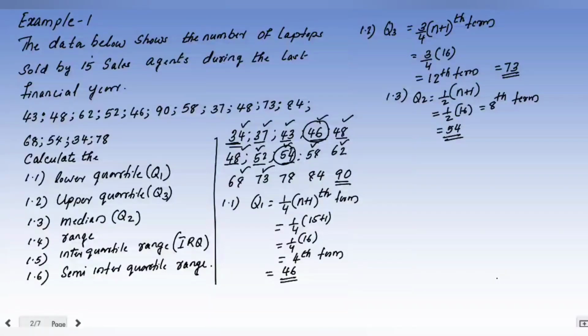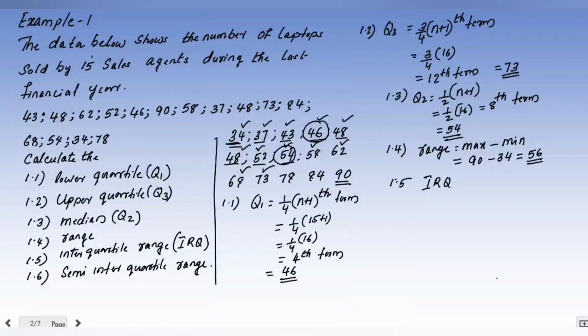Now 1.4 range, 1.5 interquartile range, 1.6 semi-interquartile range. Those we can find very easily, just apply the formula. 1.4 range. What is the formula? Maximum minus minimum. What is the maximum value here? 90 minus 34. So the answer is 56. It's clear.